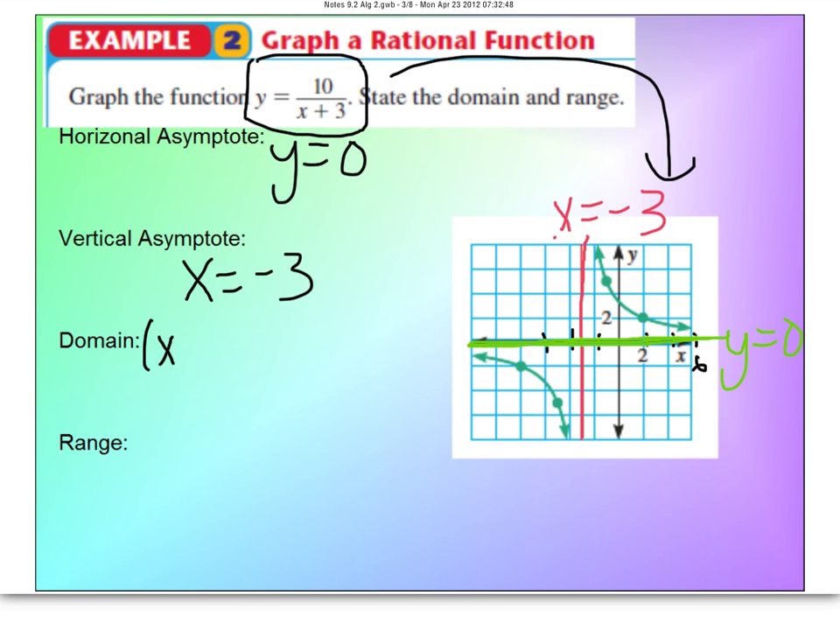Again, the domain has everything to do with the x's, and the range has everything to do with the y's. Make this connection here. As they are trying to sketch this graph, they have activity over here in these negative x values.